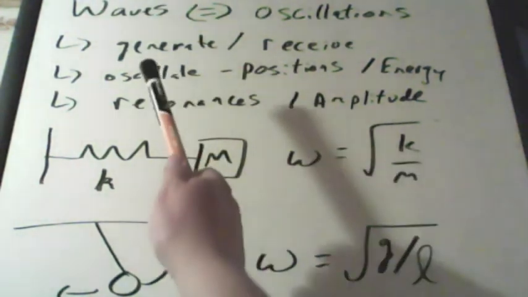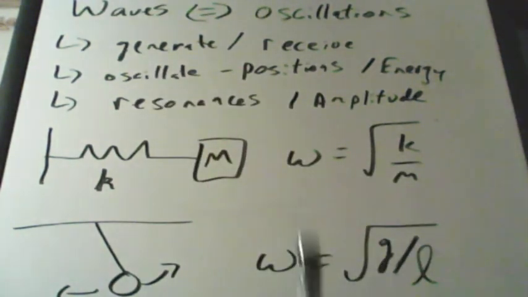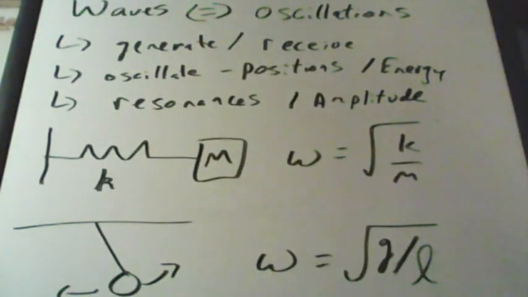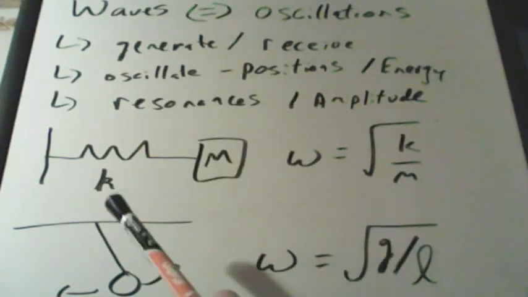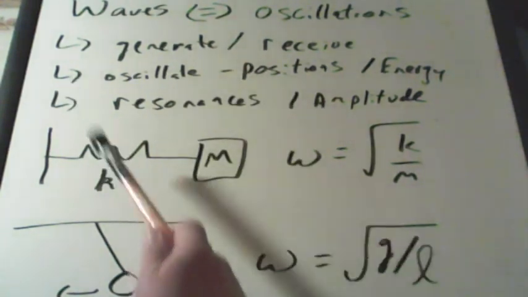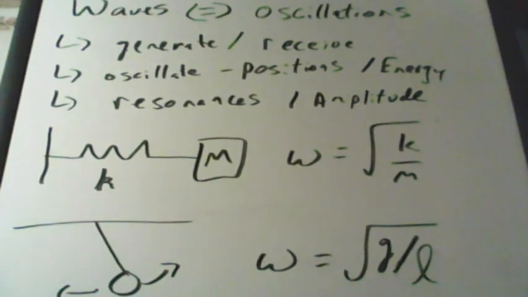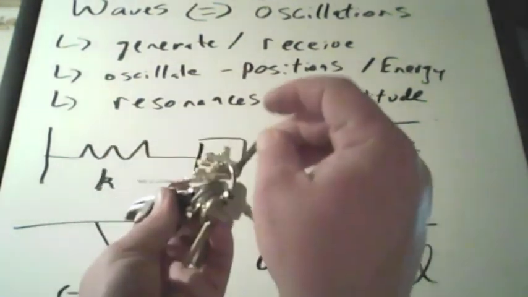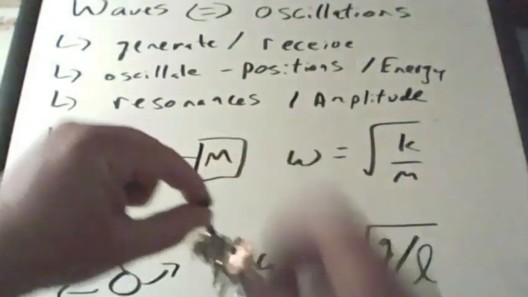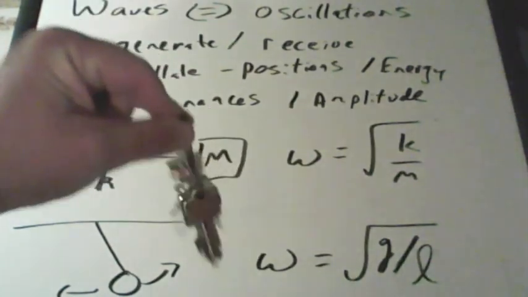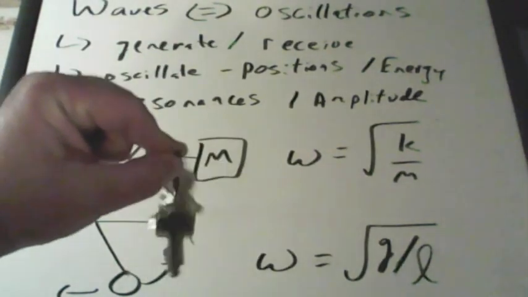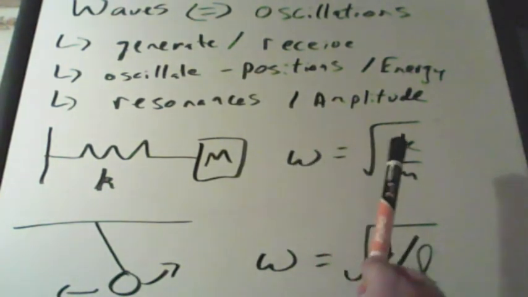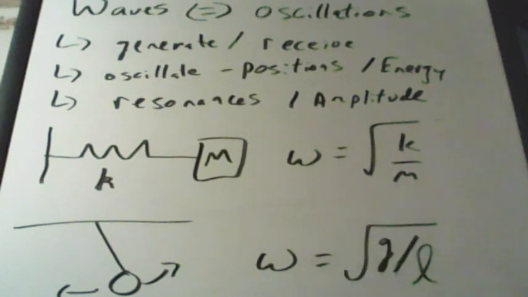Another thing to remind you about is that an oscillating system not only oscillates between positions, but also between forms of energy. So here we look at the two classic oscillators, mass on a spring. So here I've got a spring and a set of keys, and they bounce at a certain rate. The frequency of oscillation depends on the spring and the mass.